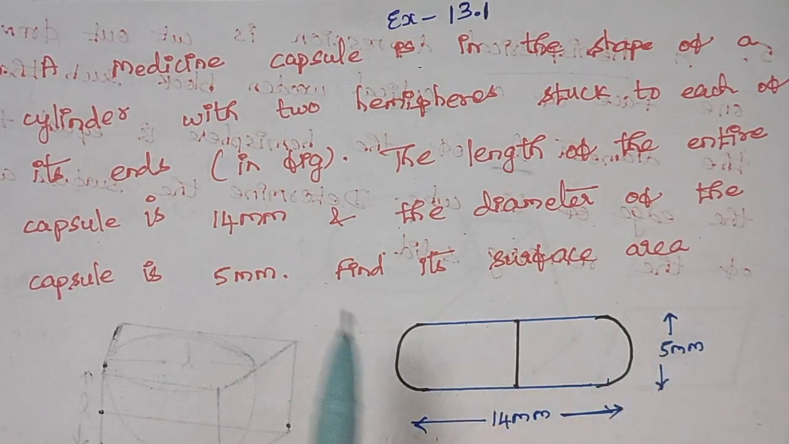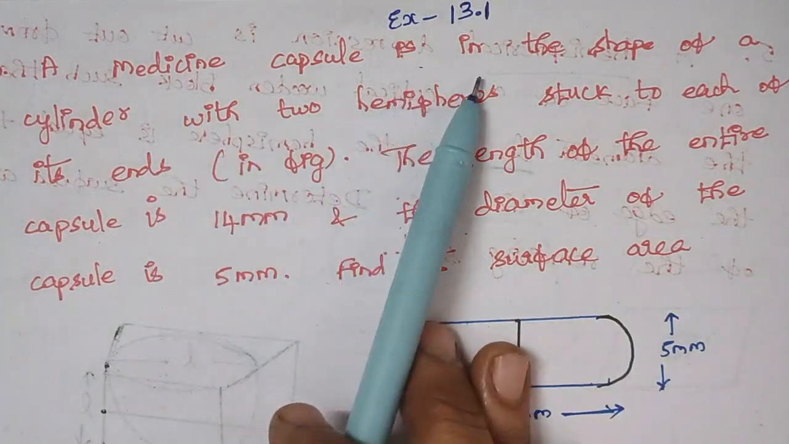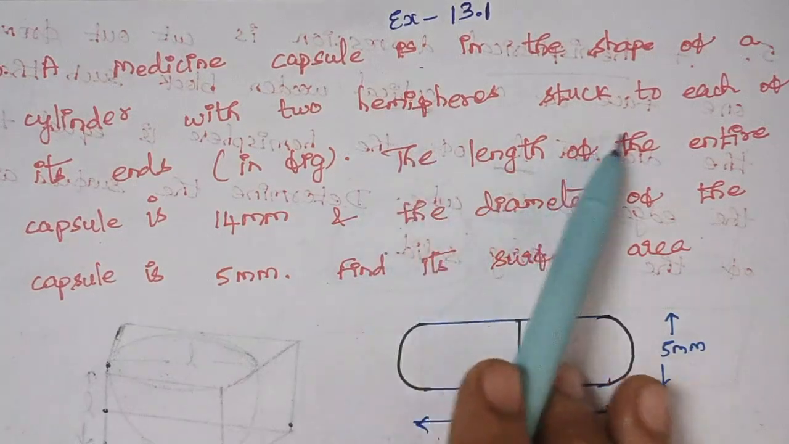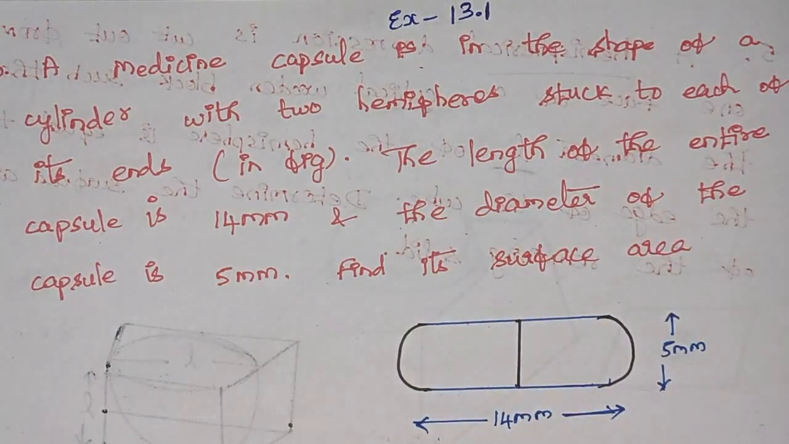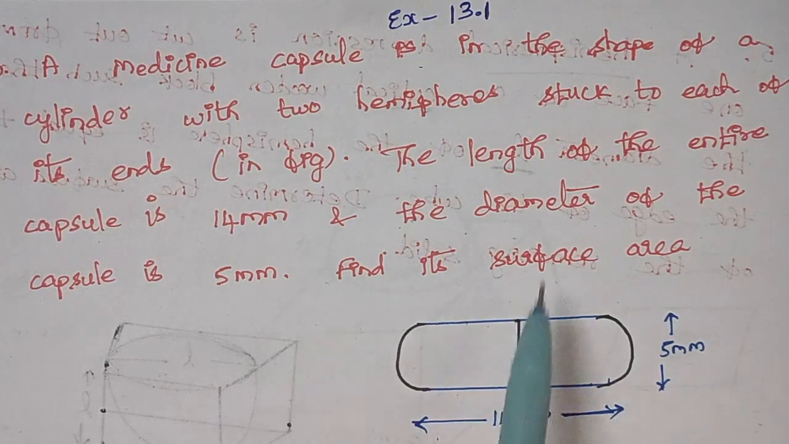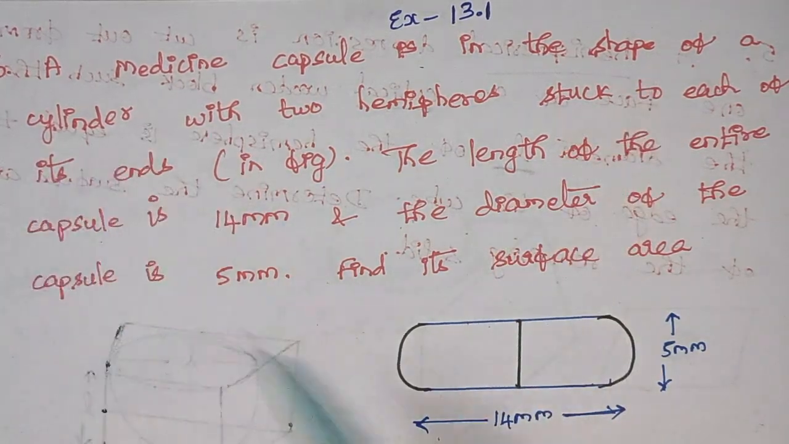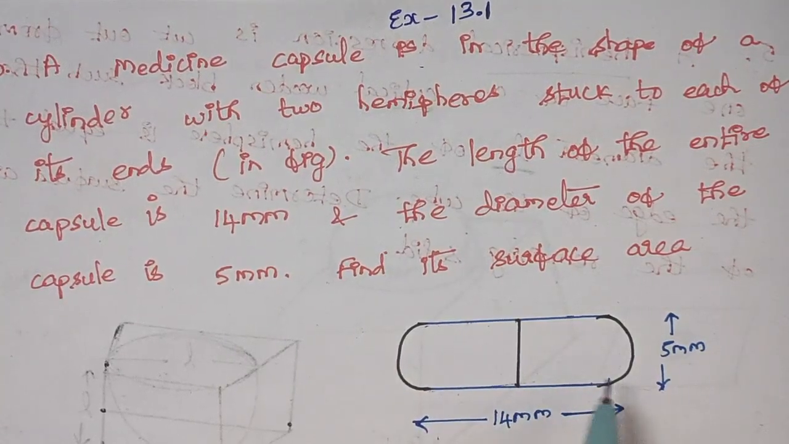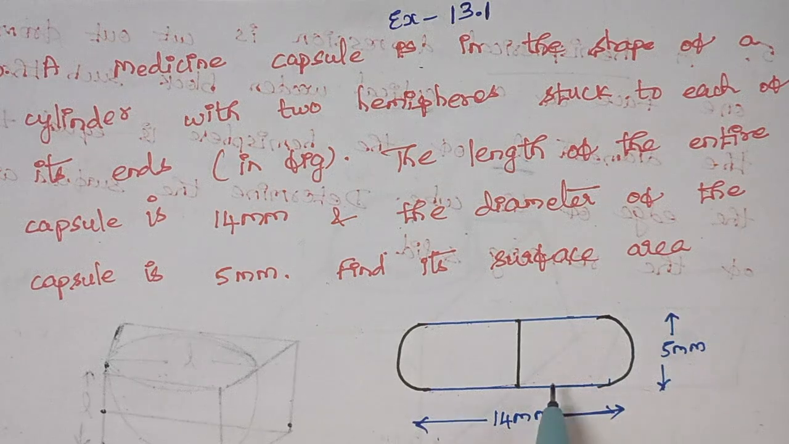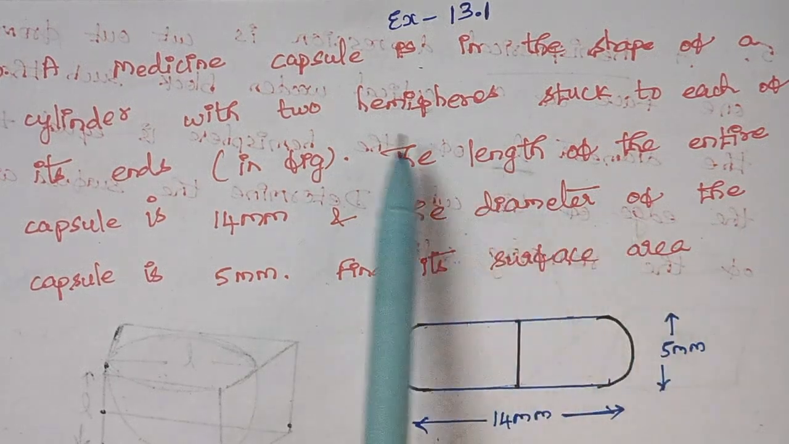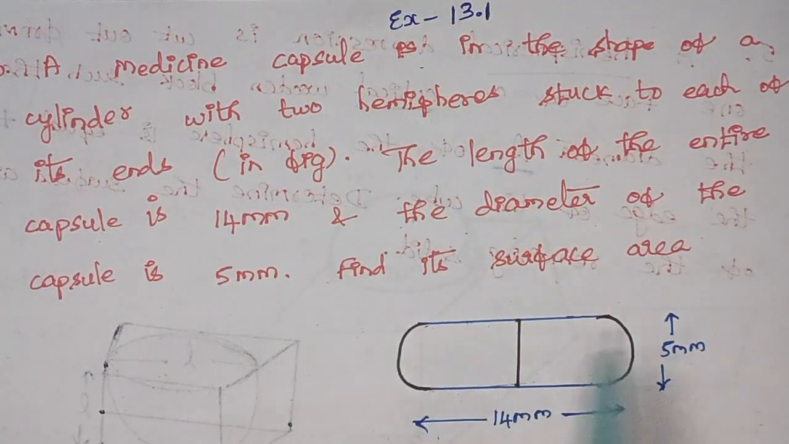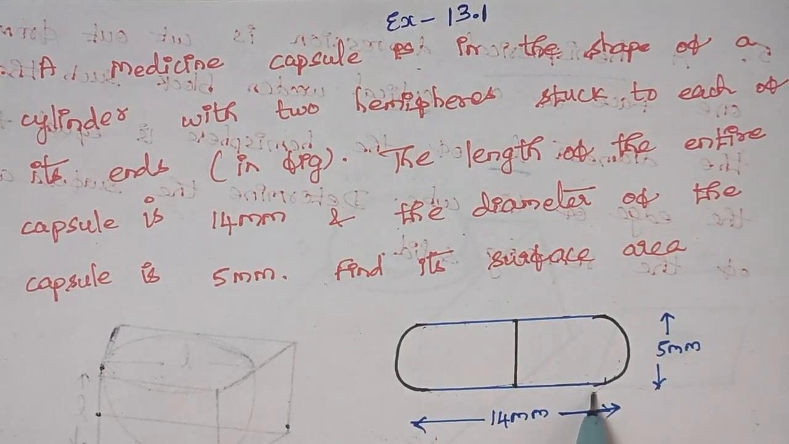Problem number 6. A medicine capsule is in the shape of a cylinder with two hemispheres stuck to each of its ends. So here you see we are having a capsule which is basically in the shape of a cylinder. This is the part which is in the form of a cylinder, what I had drawn in blue, right? And at the ends we are having two hemispheres, right? So this is one hemisphere and this is the other hemisphere.